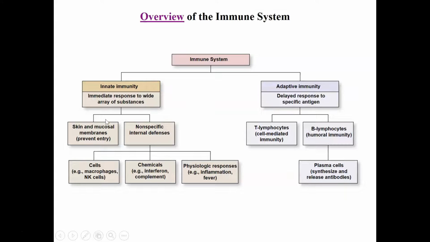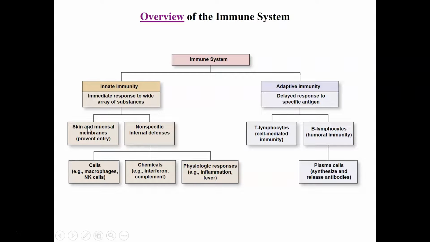So innate immunity is made up of basically barriers for entry into the body. These are tissues which define inside versus outside of the body: the skin and the mucosal membranes. Skin is covering the outside of your body, and mucosal membranes are lining passageways that exit to the exterior. The other part of innate immunity is non-specific internal defenses.